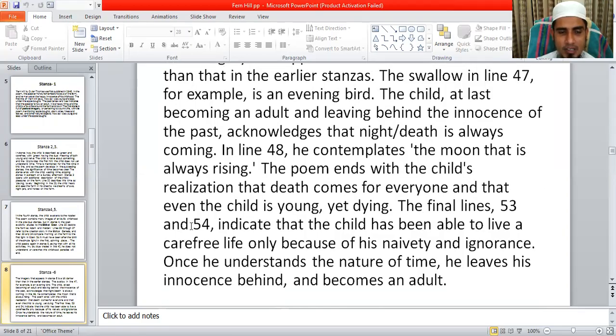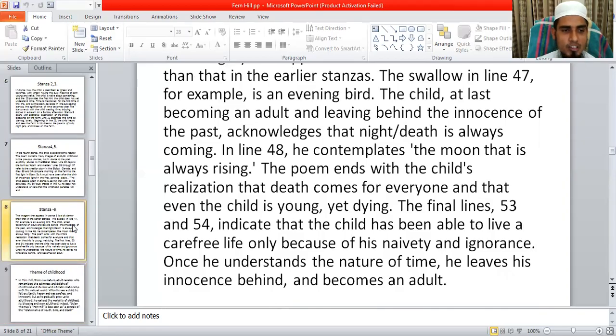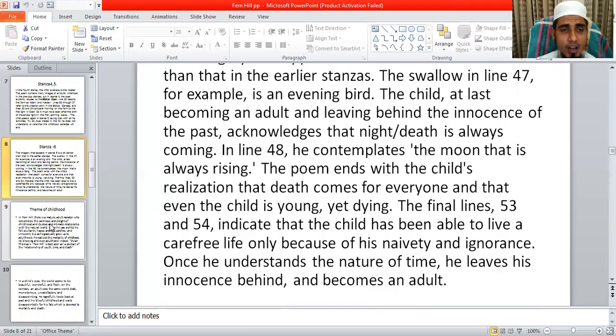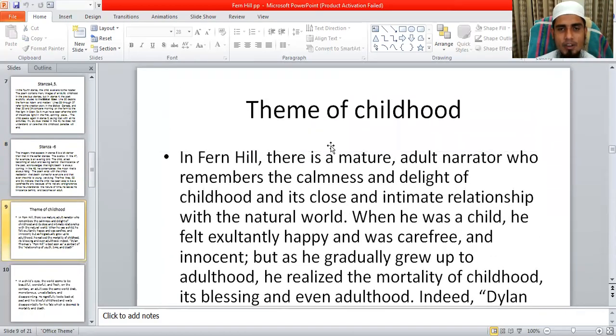The final lines 53 and 54 indicate that the child has been able to live a carefree life only because of his naivety and ignorance. Once he understands the nature of time, he leaves his innocence behind and becomes an adult person. So in this way, here we can find the journey from innocence to experience. So the poet here shows a journey from innocence to experience, how human beings become adult. So my dear students, here you can find the answer to the question, theme of childhood.